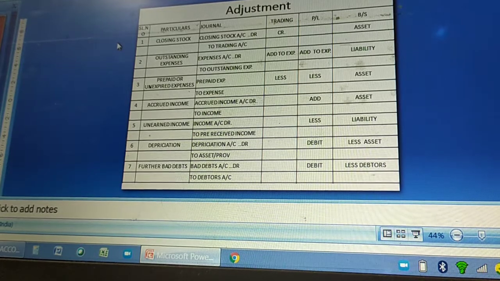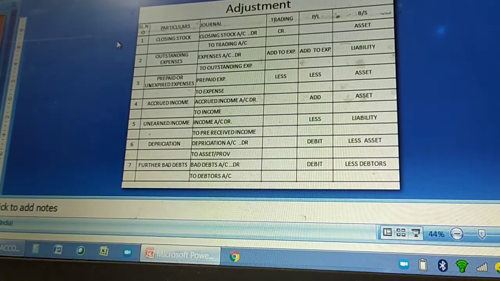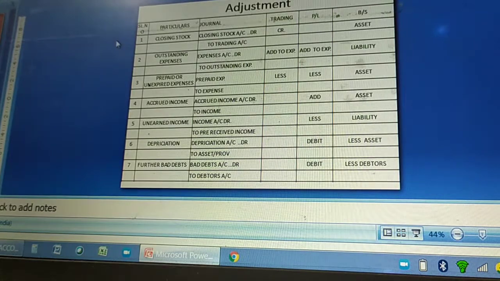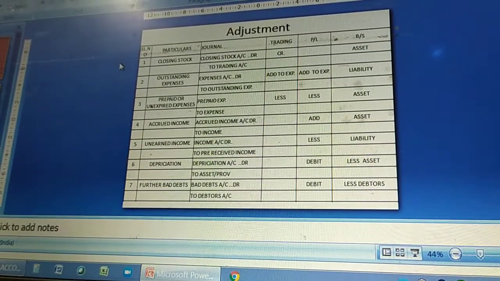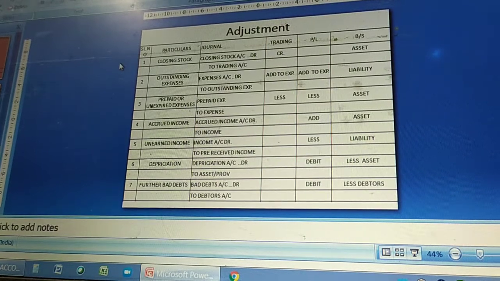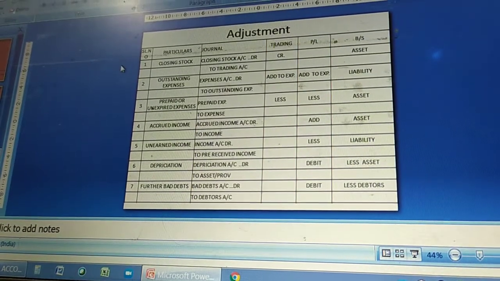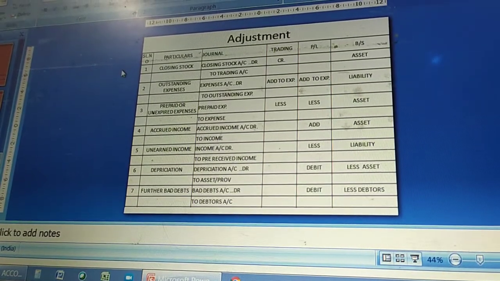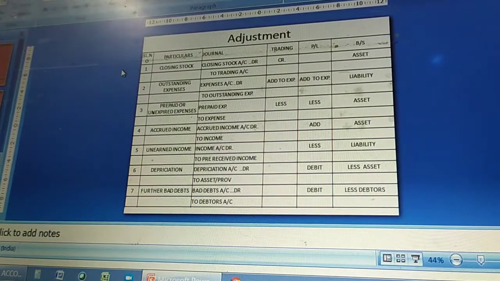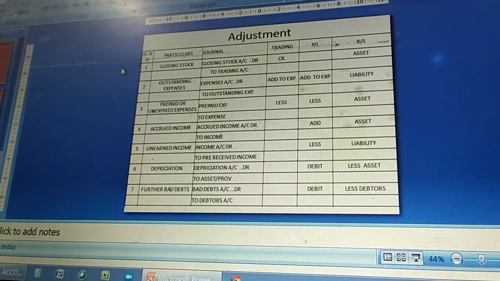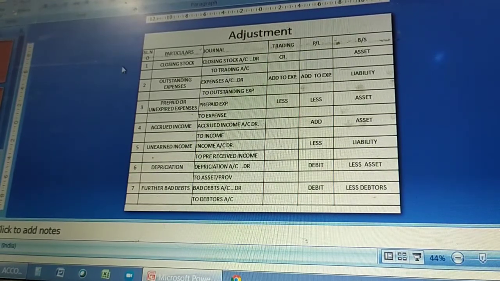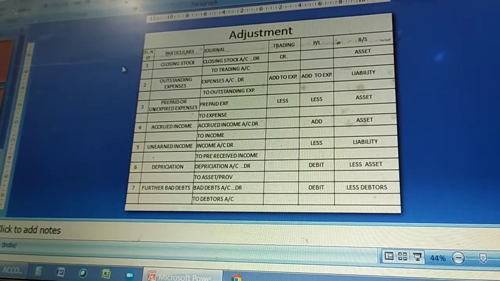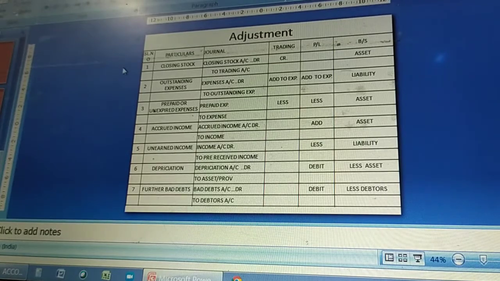I'll give you one practical example. Suppose wages are still outstanding. Under accrual basis, we have not paid, but we should have paid, so the adjustment has to be recorded. Some salary we have paid in advance, that adjustment is required to be made. Closing stock is still not recorded, we have to record it. Let's now understand the different types of adjustment, starting from closing stock.